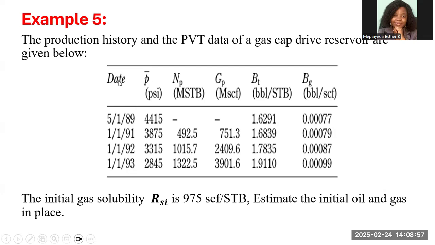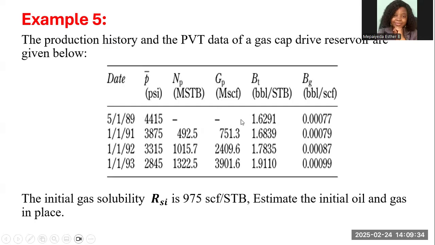So you have the dates: 5th of January 1989, 1st of January 1991, 1st of January 1992, 1st of January 1993. This pressure was taken, and then the corresponding production data, you have the NP here, this possibly the initial reservoir pressure. There is no NP, there is no GP.